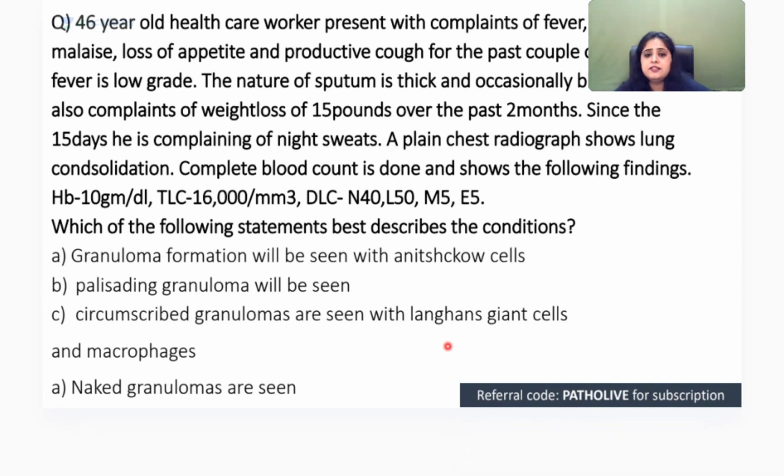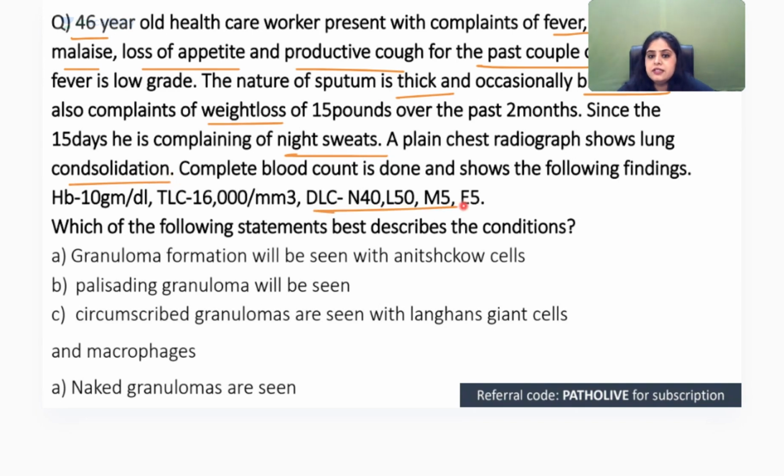83% of you got it right. The others have called it option A, which is not right. So let us see the leaderboard as of now. Going very, very good, guys. So here you have a 46-year-old healthcare worker, fever, fatigue, loss of appetite, productive cough, pretty much how every patient in our country presents, because this is a case of TB. Sputum is thick, blood tinge, there is weight loss, night sweats, there is a consolidation, all well.